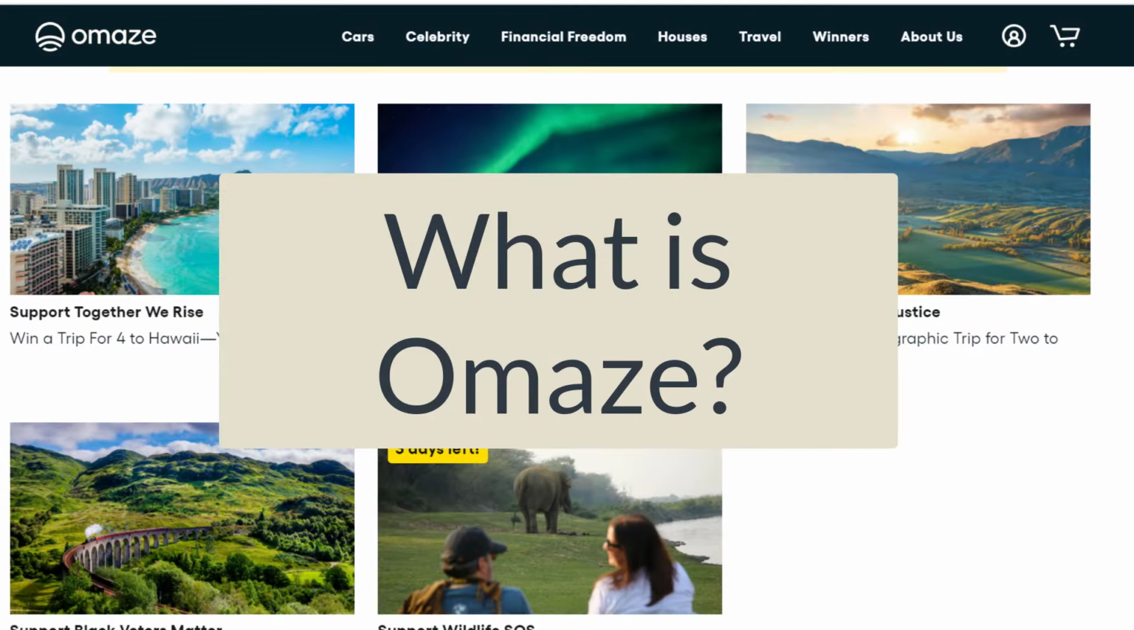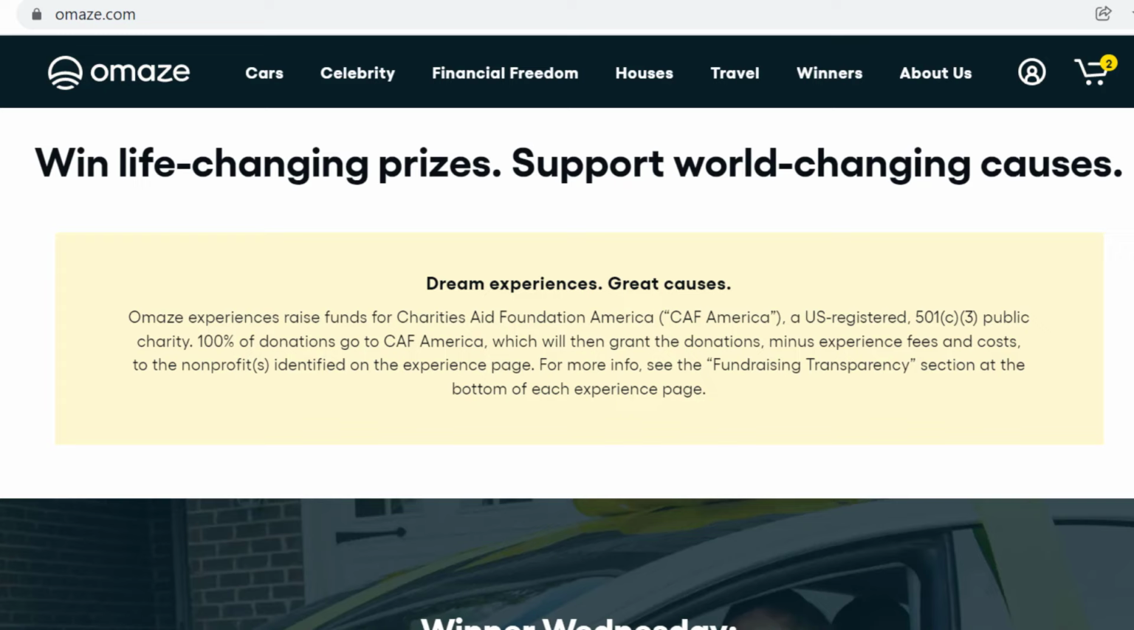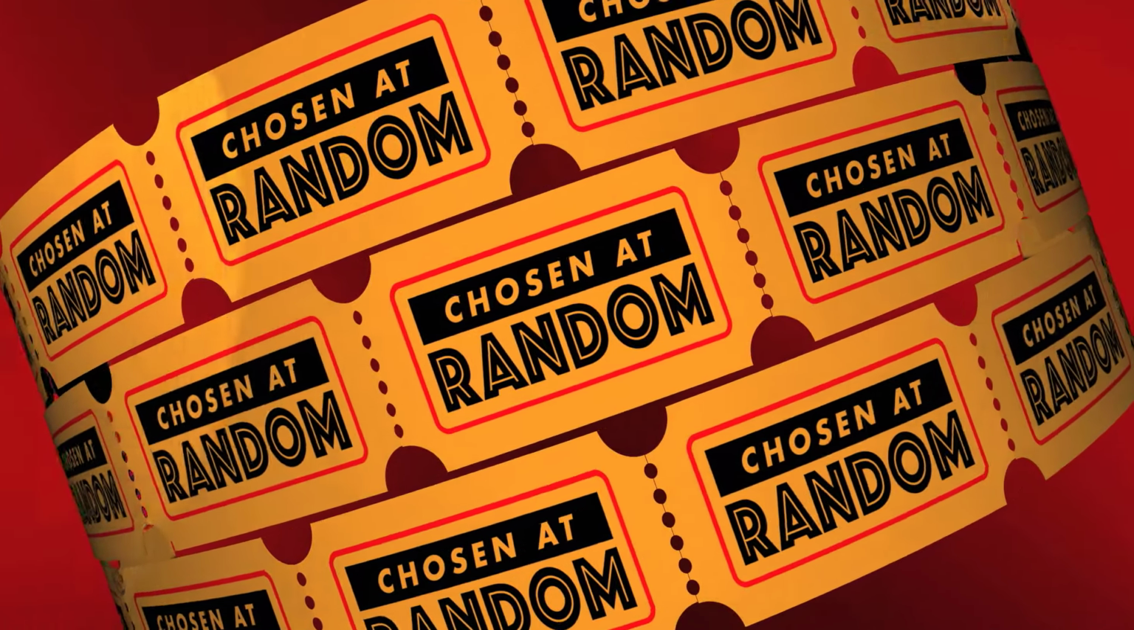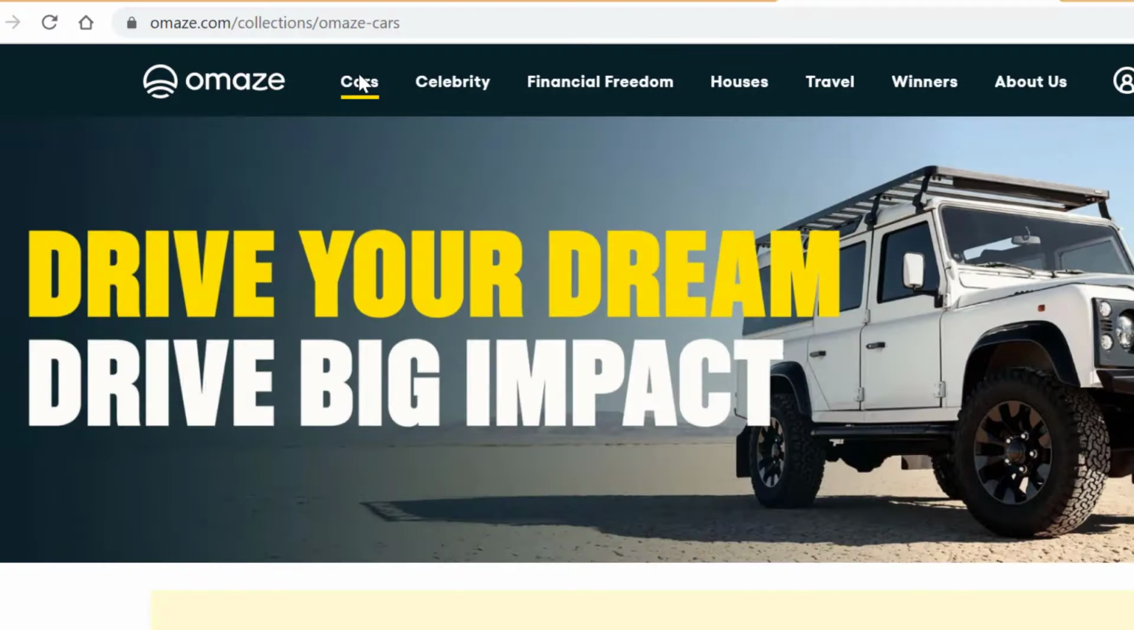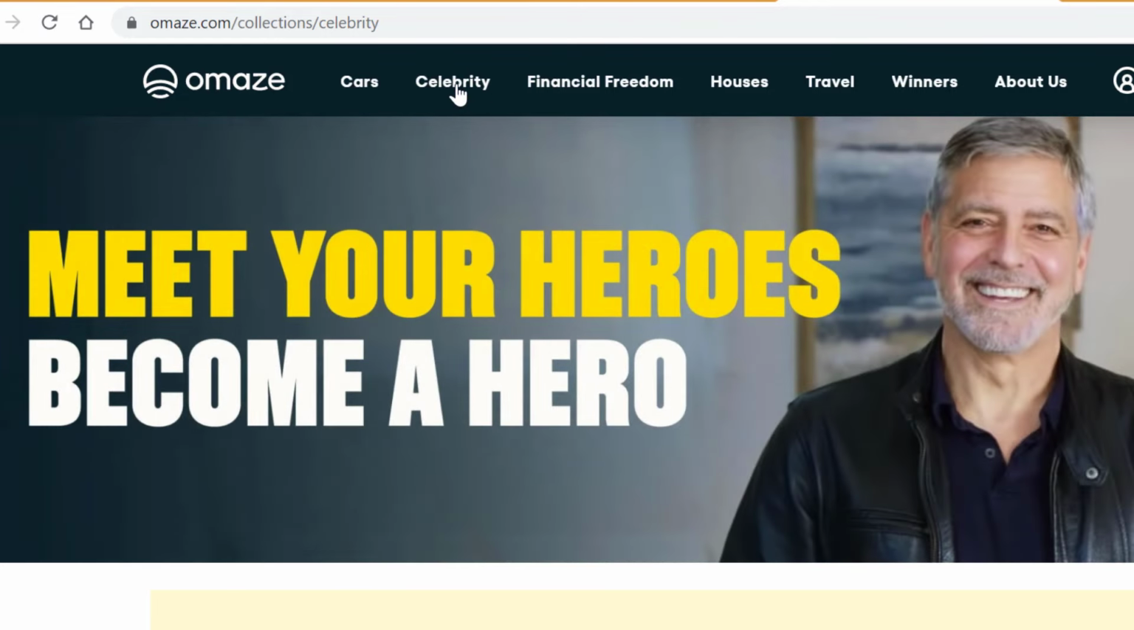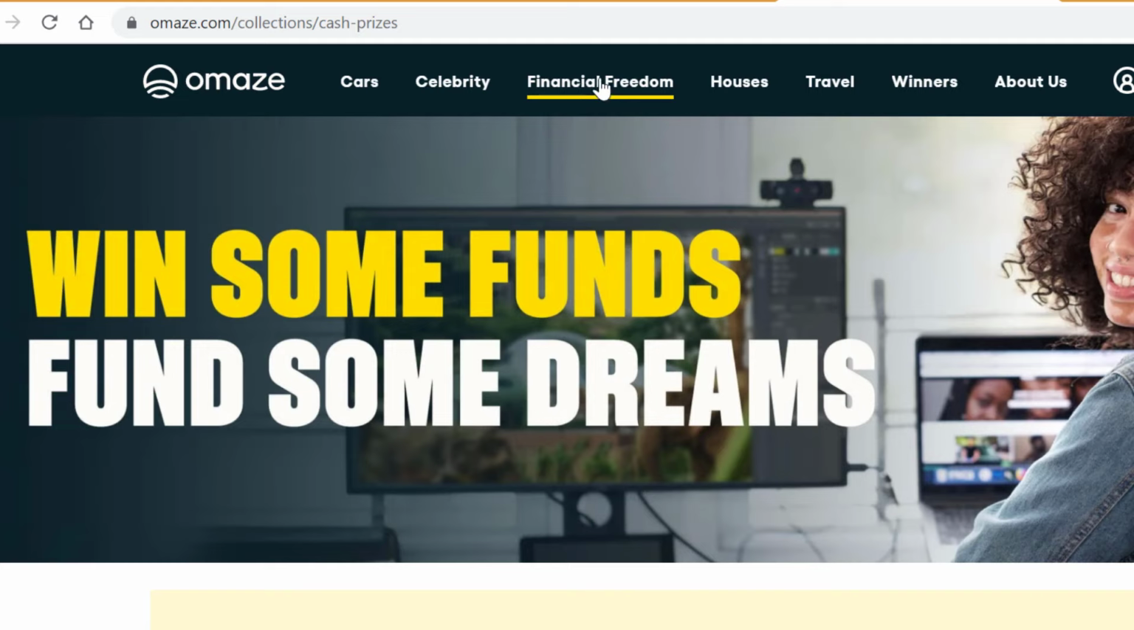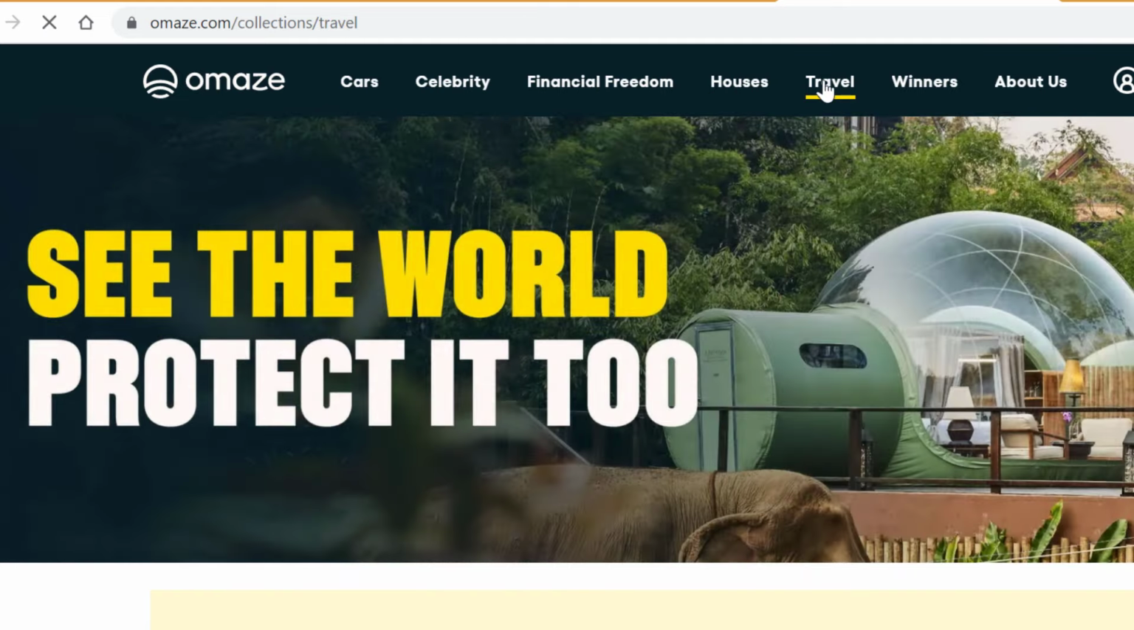Omaze is a fundraising platform that connects donors to non-profits. The idea is you donate a small amount of money. This can be a few dollars or a few $100s, and you get a certain number of entries for the contest. You can win anything from cars to celebrity dates, cash, houses, and dream trips. These contests get millions of entries, so your odds of winning are usually very small. But you can improve your chances of winning with probability and odds. Let's take a look at how this works.